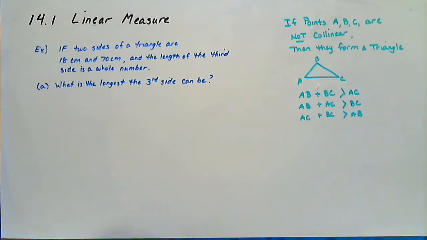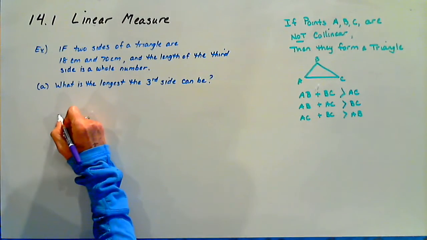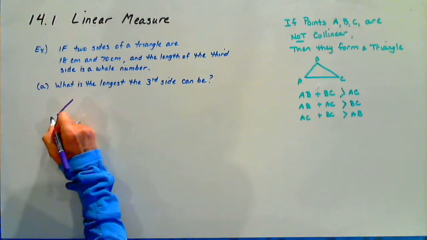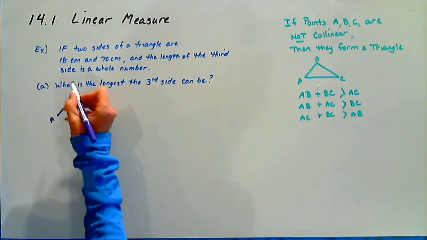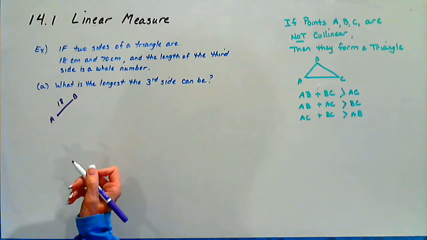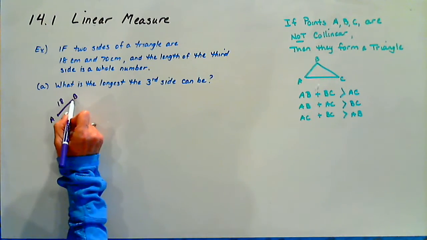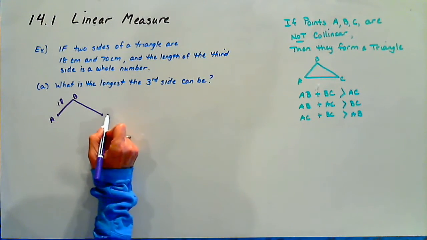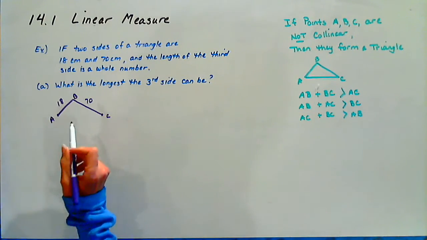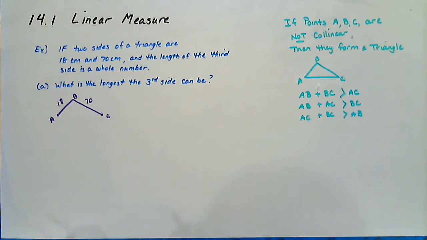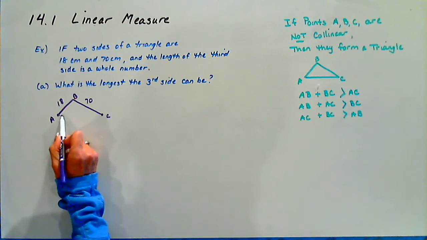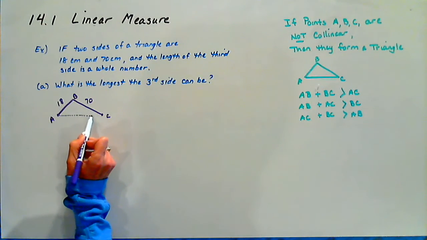Okay, well, let's think of it this way. I'm a visual person, so I'm going to draw a picture. Here's side AB, and I know that is 18. Here's side BC, and I know that this is 70. The units are measured the same, so I'm not going to include those in my picture. I want to know how long this side from A to C is.